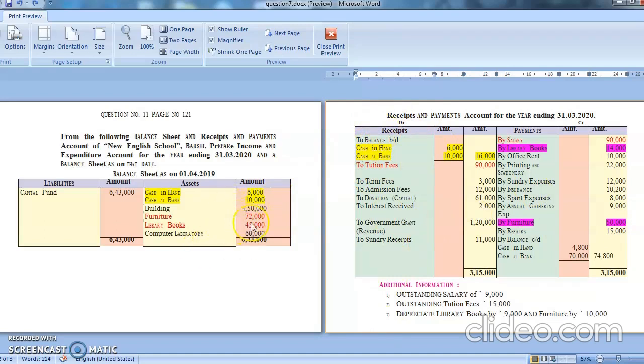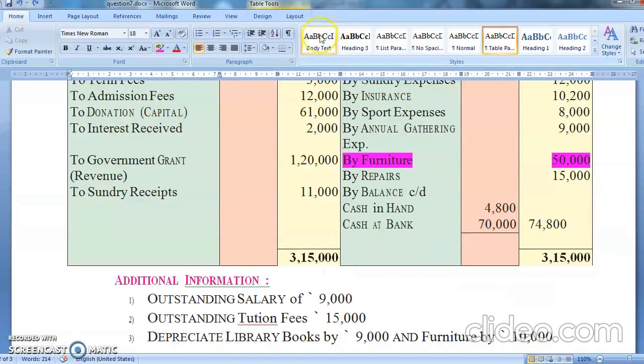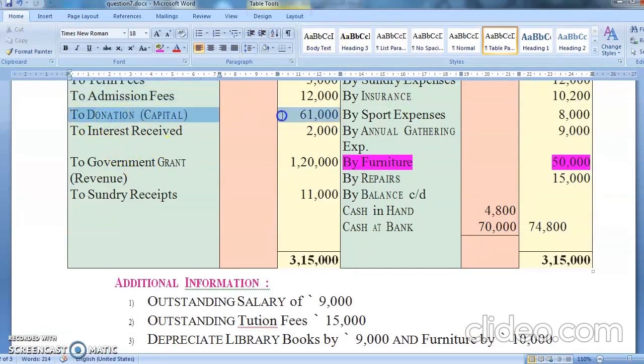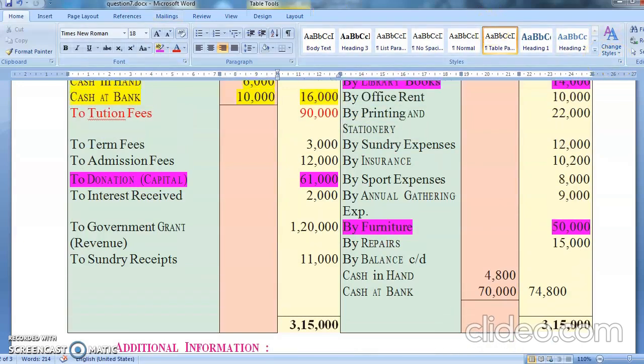Red means there is an adjustment, and these library books and furniture I have marked, so it is a capital expenditure. If you want, we can do this donation also in purple. So we know that these three are the capital expenditure or capital income. All others are revenue ones. Chalo, let's start with the problem now.